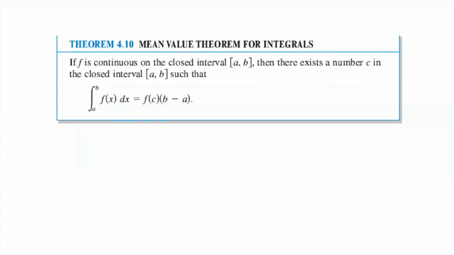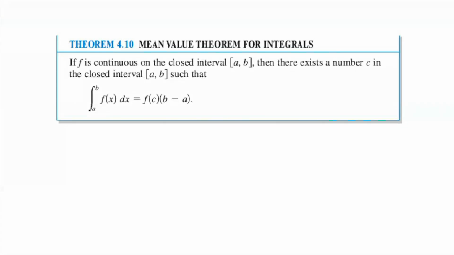So we have here the mean value theorem for integrals. It says in the theorem that if f is continuous on the closed interval [a, b], then there exists a number c in the closed interval [a, b] such that the integral of f(x) dx evaluated from a to b is equal to f(c) times (b minus a).